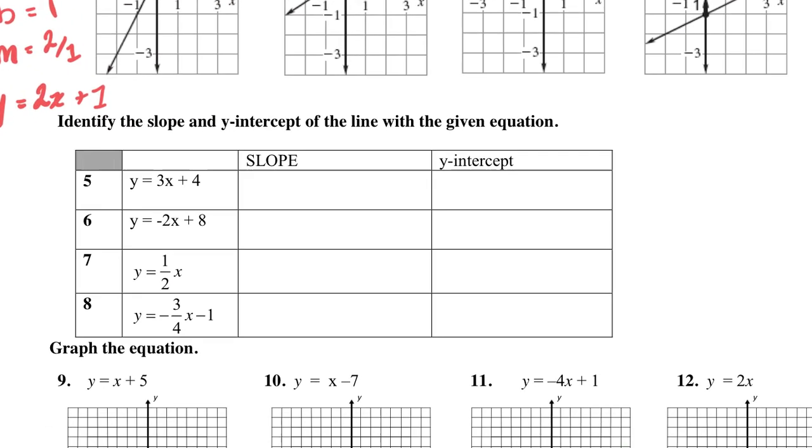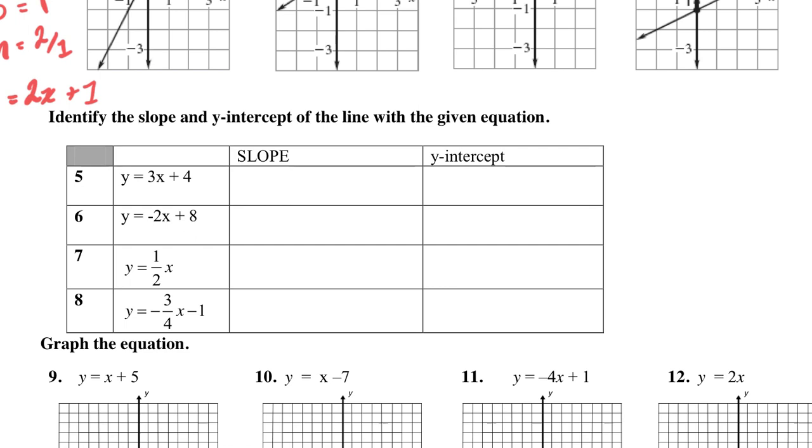Next section is super easy. So it just wants to know what is the slope and what's the y-intercept from the equation. Well, the slope on number 5, remember, is just the number in front of x, so it's 3. Well, let's go ahead and make it a fraction. It's 3 over 1, right? So that's the slope. Now what's the y-intercept? Well, it is positive 4. So the y-intercept is 4.